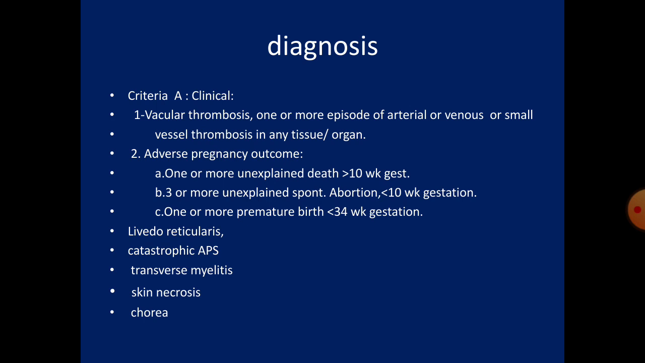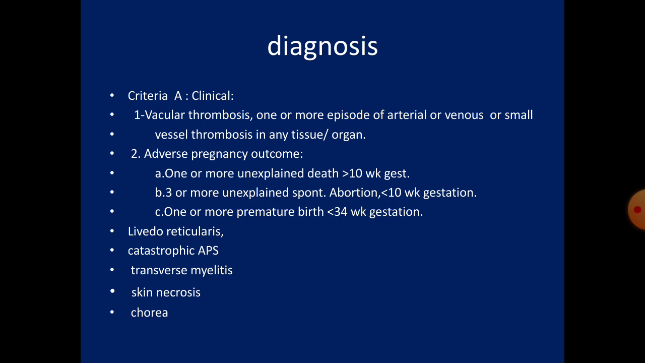So if we have one or more unexplained deaths beyond 10 weeks of gestation, or 3 or more unexplained spontaneous abortions before 10 weeks of gestation, or 1 or more premature births before 34 weeks of gestation, this is what we call an adverse pregnancy outcome. If the female has had an adverse pregnancy outcome or a history of vascular thrombosis, one of them in addition to the lab criteria, we can make the diagnosis of antiphospholipid syndrome.